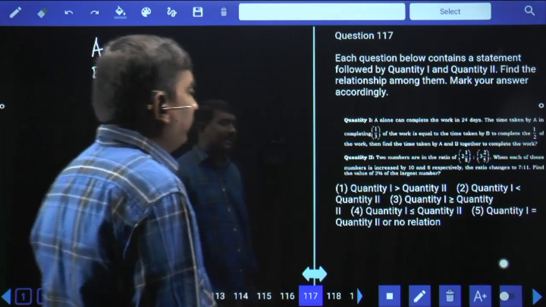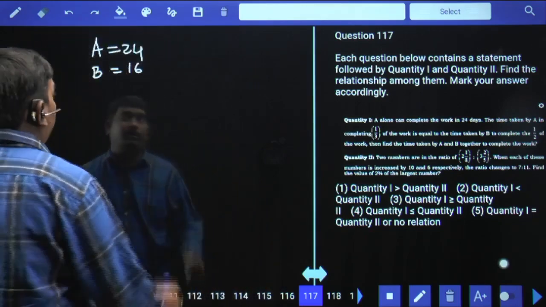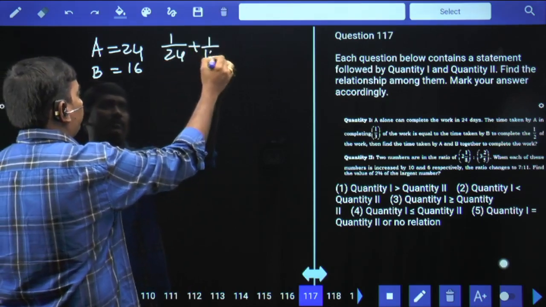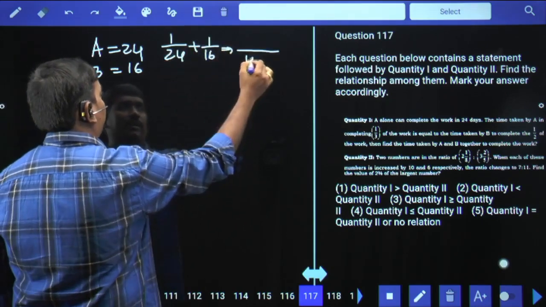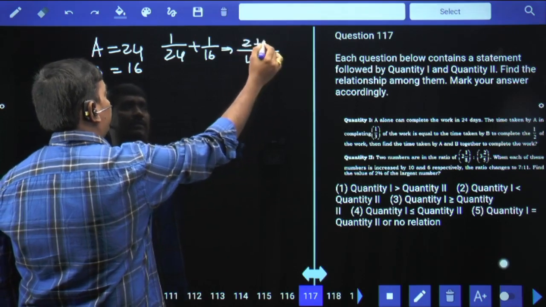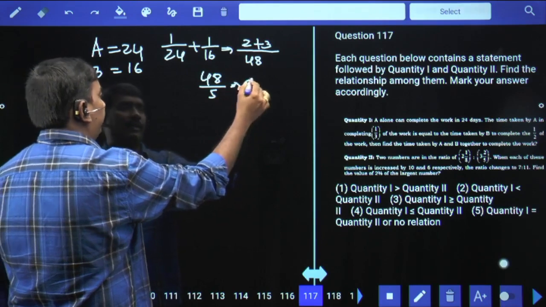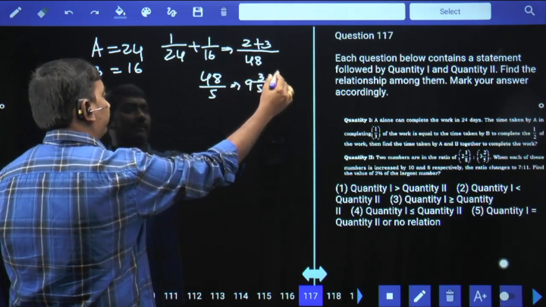Quantity 1: find the time taken by A and B together to complete the work. A and B together means 1 by 24 plus 1 by 16. LCM 48: 24 times 2, 16 times 3, so 48 by 5 days, which is 9 3 by 5 days. That is quantity 1.